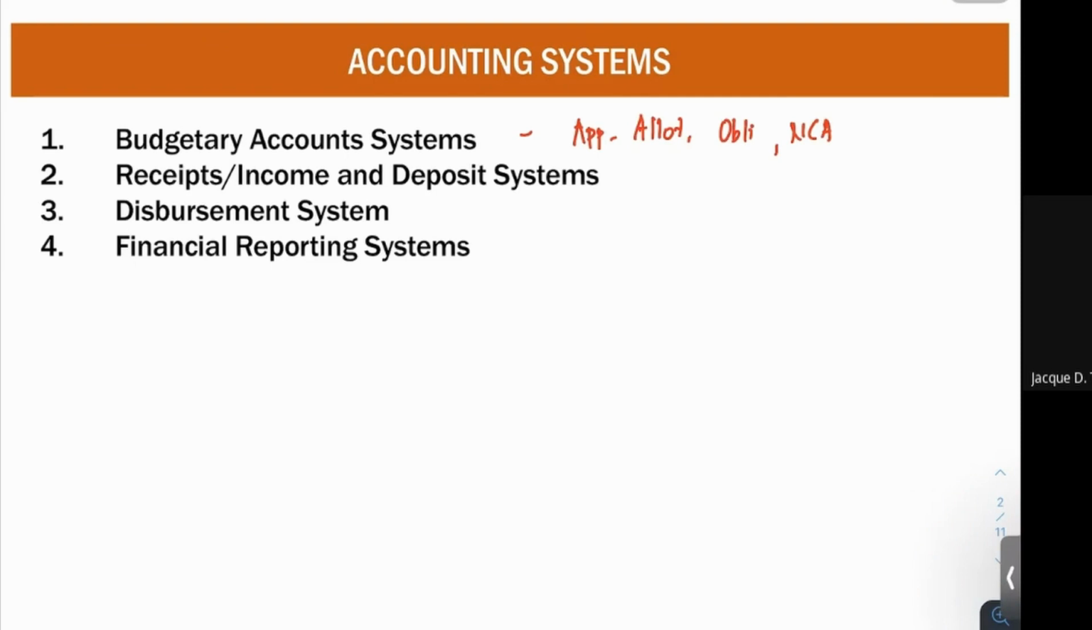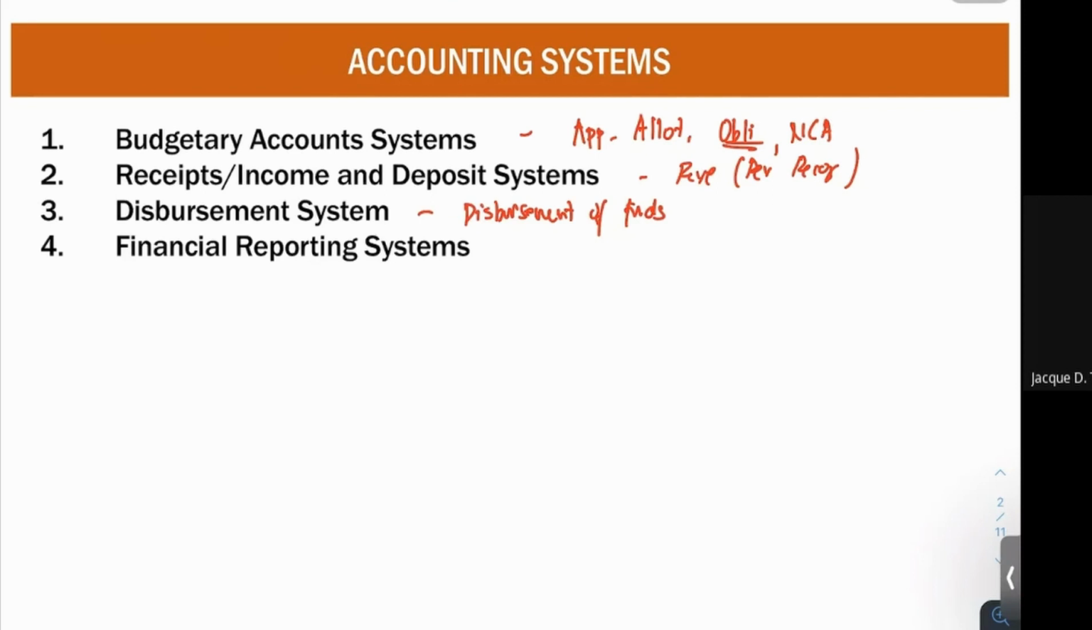Next, we have your disbursement system. This is the accounting for your disbursement of funds. So here, we only have an obligation on the budgetary account system. We only have an obligation. In your disbursement system, we will now pay our obligation. We will now disburse money to pay our obligation. And lastly, we have your financial reporting systems. This talks about your different reportorial requirements.